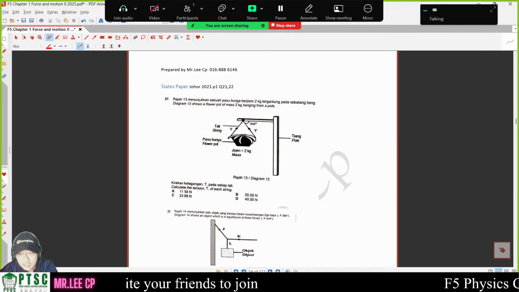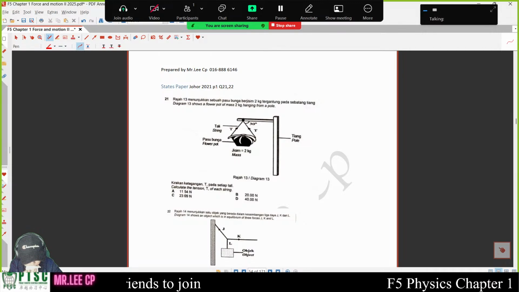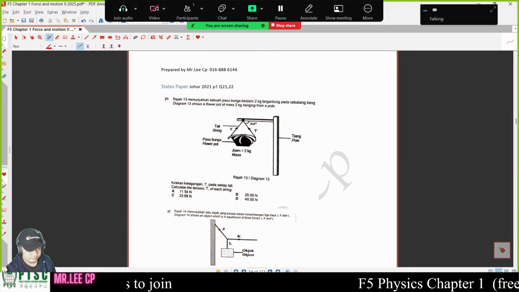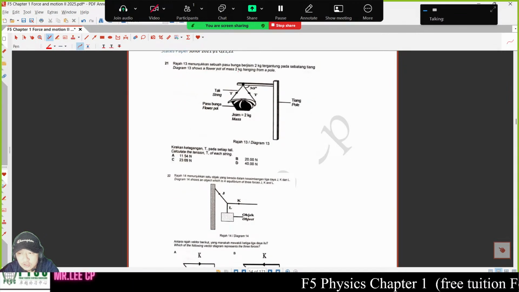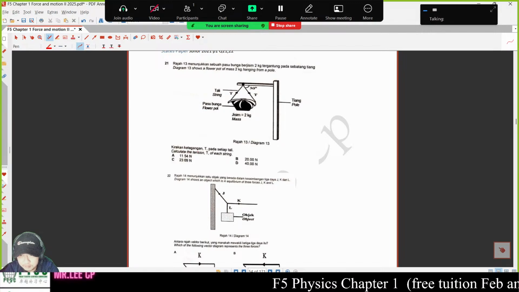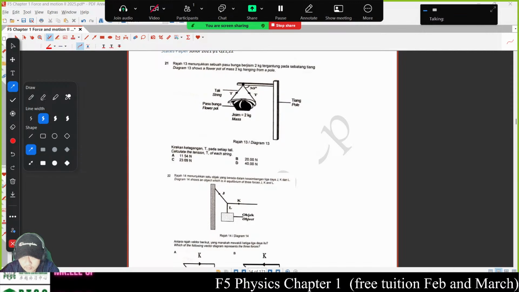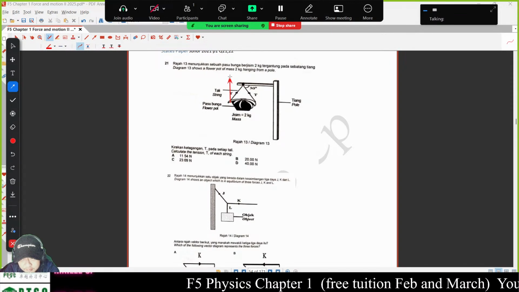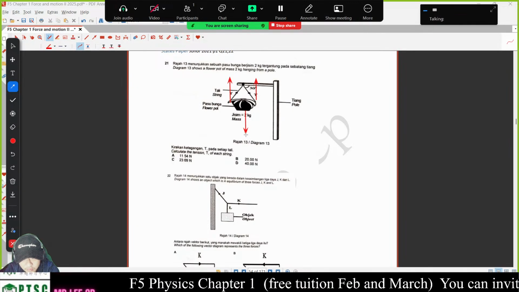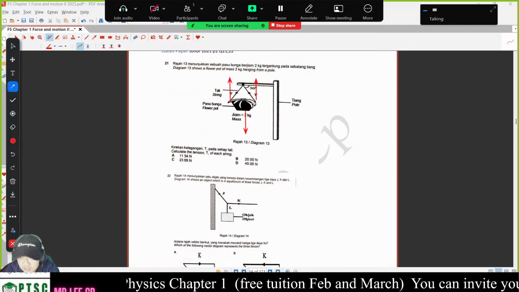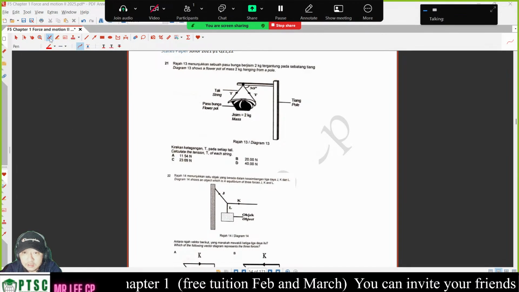So now we try to do some questions together. Okay. Now how to do this question? Diagram 13 shows a flower pot of 2 kg hanging at the pole. Calculate the tension of each rope. So now T bring up is equal to W, right? So T, this 30 zigzag. So what do we have is this angle is 30.